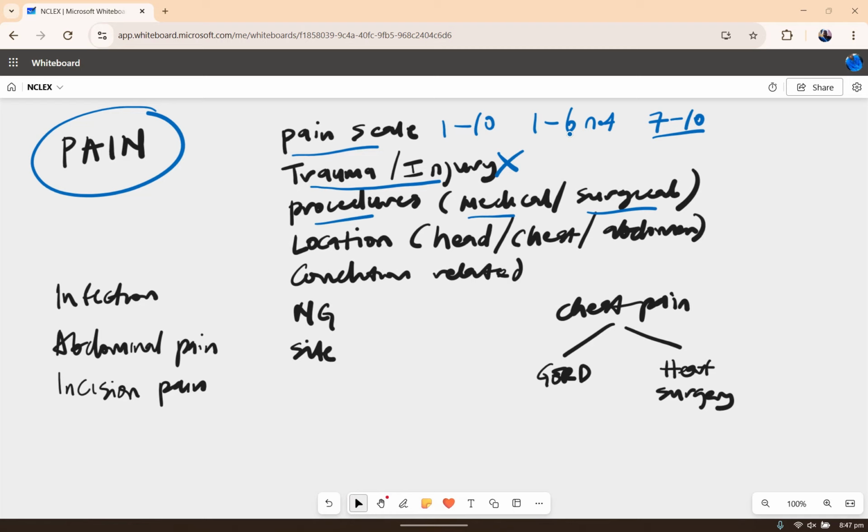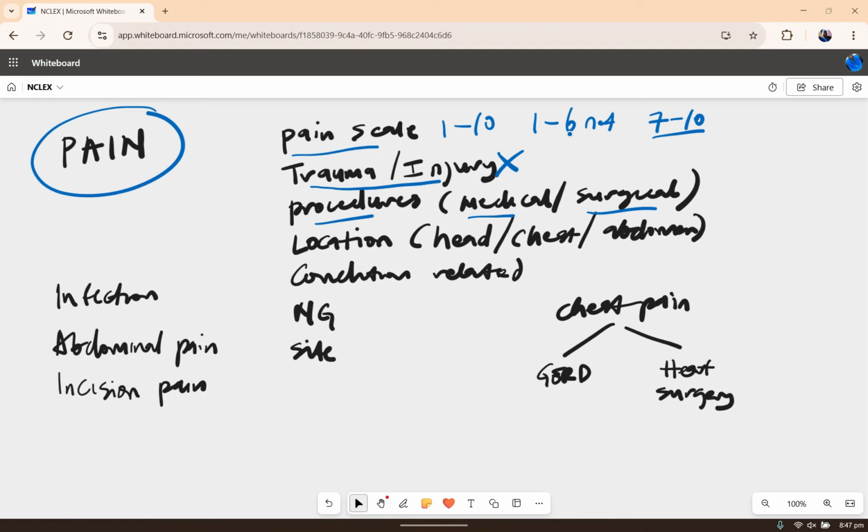So if a patient had a medical procedure, you need to ask yourself, is that pain expected or not expected? Now for surgical procedure, the same thing as well. If a patient returns from surgery, you need to ask yourself, is that pain expected or unexpected? It depends on the kind of situation that is occurring. So it's about the situation.